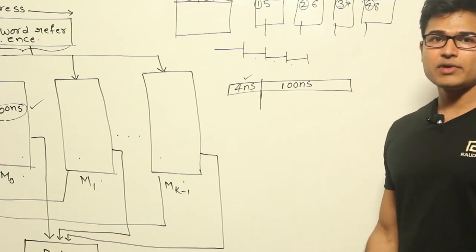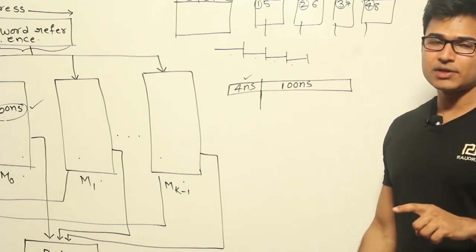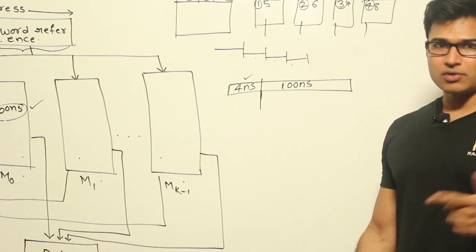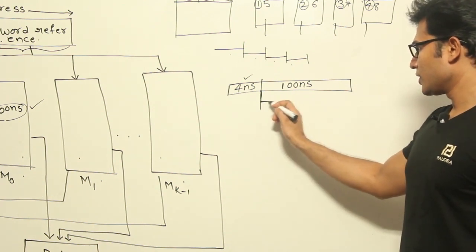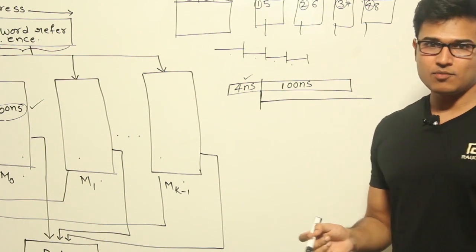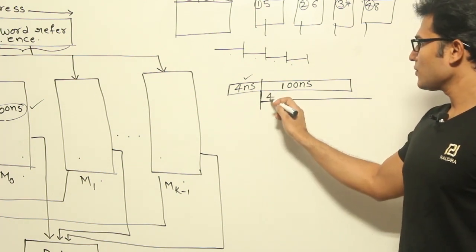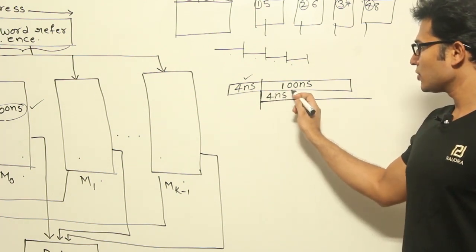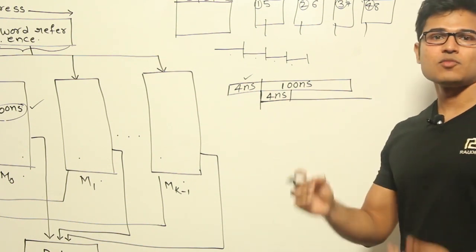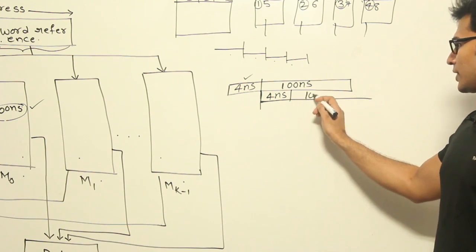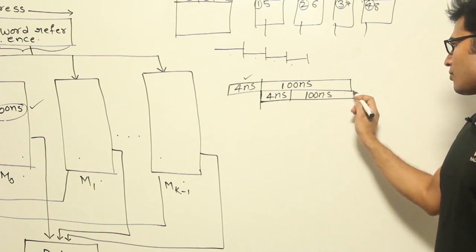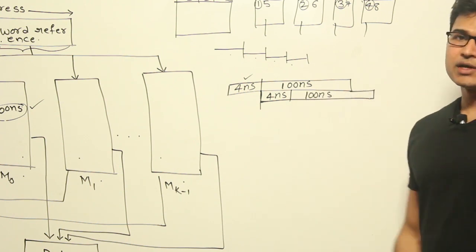And also we are going to organize the words in such a way that consecutive words are not going to come onto the same module. That is what we are going to do. Now for the second word, if it is not present in the same module, then 4 nanoseconds will be given to find out which module it is in, which means decoding the address, and then 100 nanoseconds will be spent by the second module in order to get that word, right?